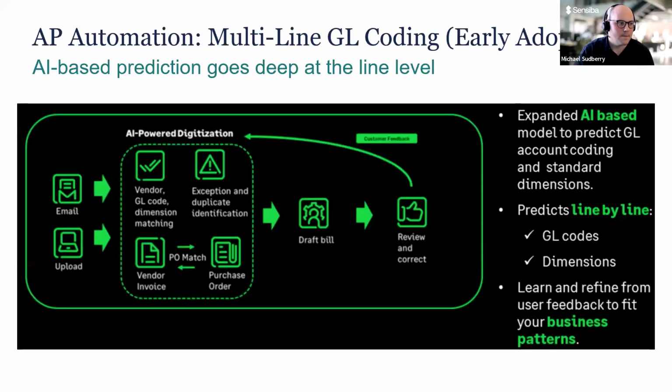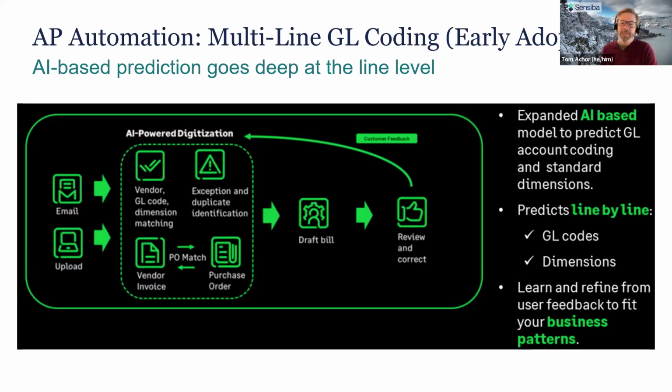Absolutely. So first up, we have the AP automation, which has been in general availability for a few quarters now. And what they're doing with the early adopter program, which is available to companies who have the need for it, is rolling out multi-line GL coding. So what that means is that the learning models are getting more specific about how you code to accounts and dimensions within the lines of invoices.